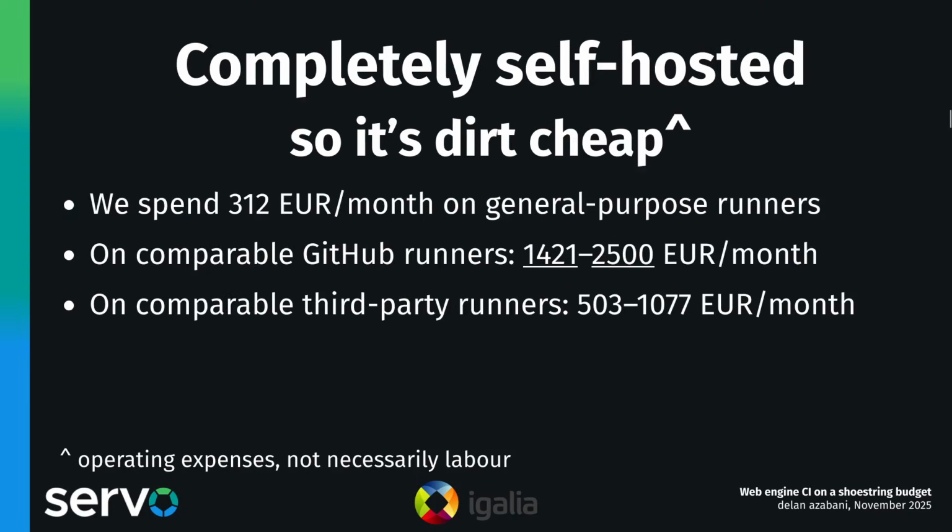Now, how cheap is that? Well, in our deployment in Servo, we spend about 300 euros per month on servers that do general purpose runners. And these handle most of our workload. If we were to compare that to if we were running on GitHub hosted runners, there'd be almost an order of magnitude increase in costs, somewhere like 1,400 to over 2,000 euros per month if we were doing the same work on GitHub hosted runners. There are also significant increases if we went with third-party runner providers as well, although not quite as much.